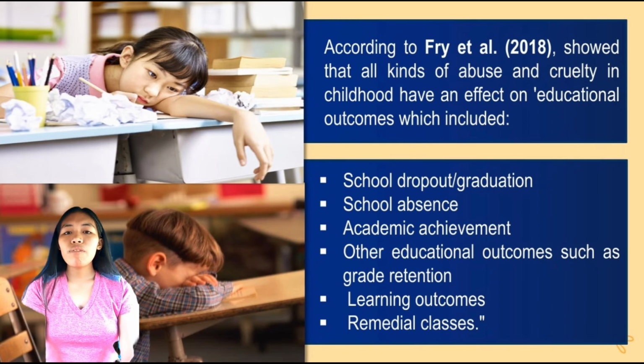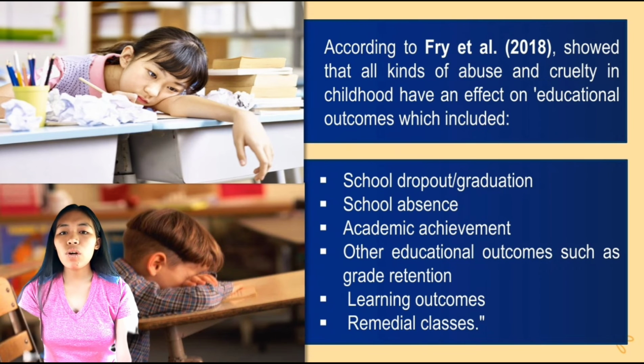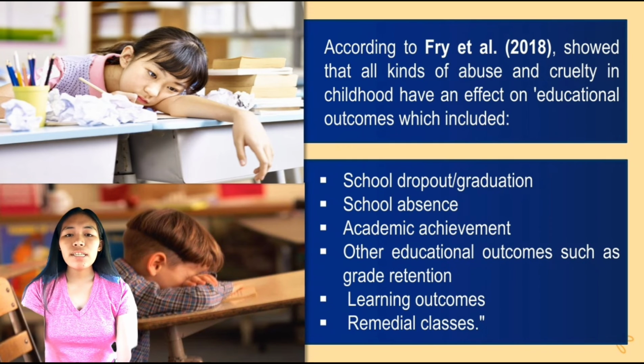According to Fry et al. 2018, their meta-analysis shows that all kinds of abuse and cruelty in childhood have an effect on educational outcomes, which include school dropout or graduation dropout. Next is absence, the academic achievement might go poorer, or their learning outcomes, and other outcomes such as grade retention and then the remedial test.